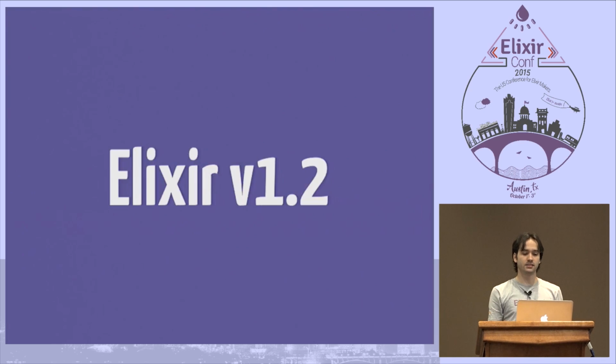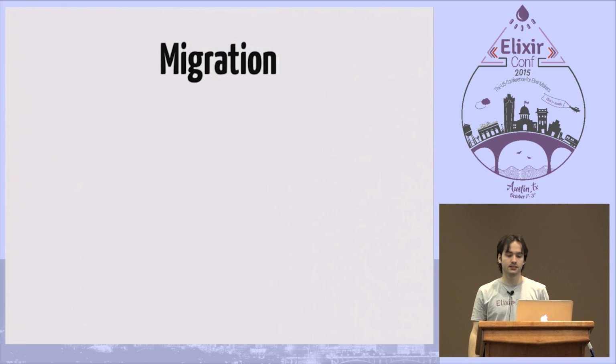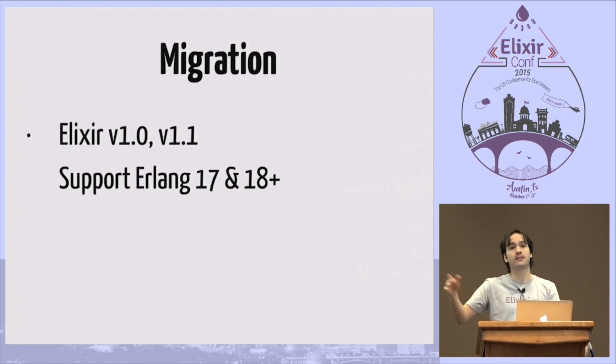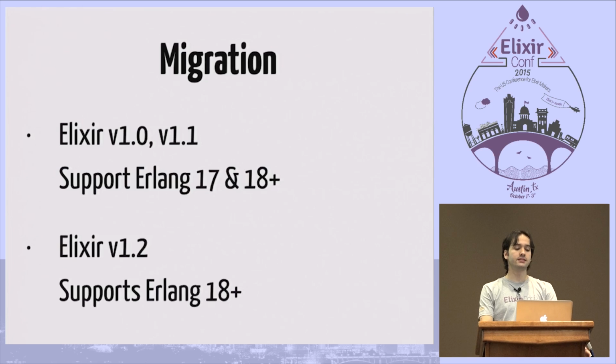Cool. So that was Elixir 1.1. And let's talk a little bit about Elixir 1.2, and then we can talk about what we are planning long term. So for Elixir 1.2, we are not waiting a year, right? We're going to get to it soon. The main reason that we're going to release Elixir 1.2 is the migration to Erlang 18. Elixir 1.0 and Elixir 1.1 support both Erlang 17, Erlang 18, and whatever is coming next. But Elixir 1.2 is going to support Erlang 18 only and forward.